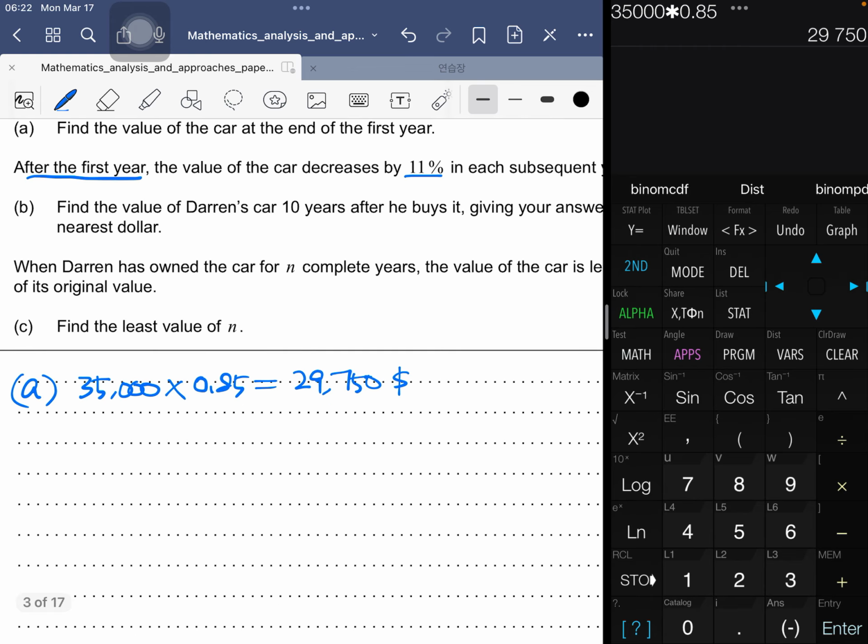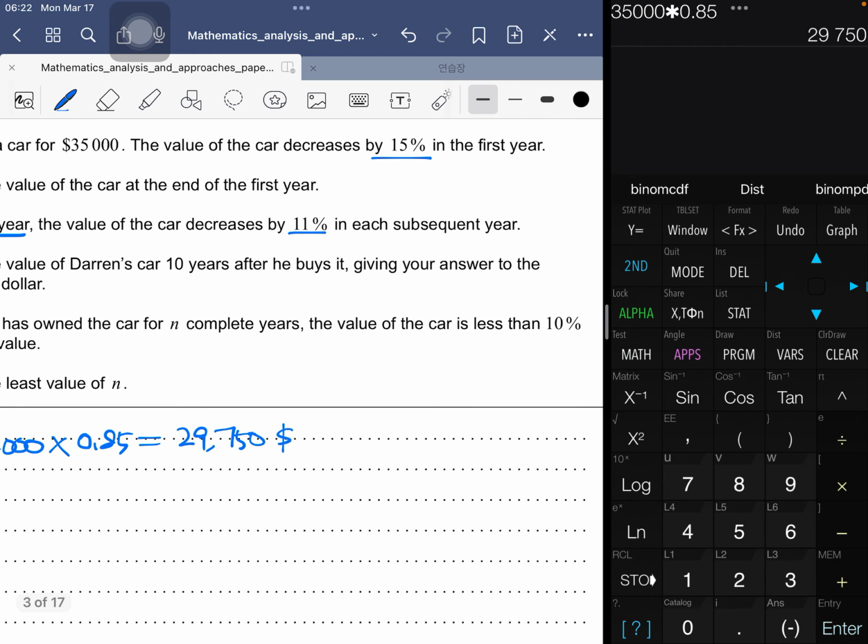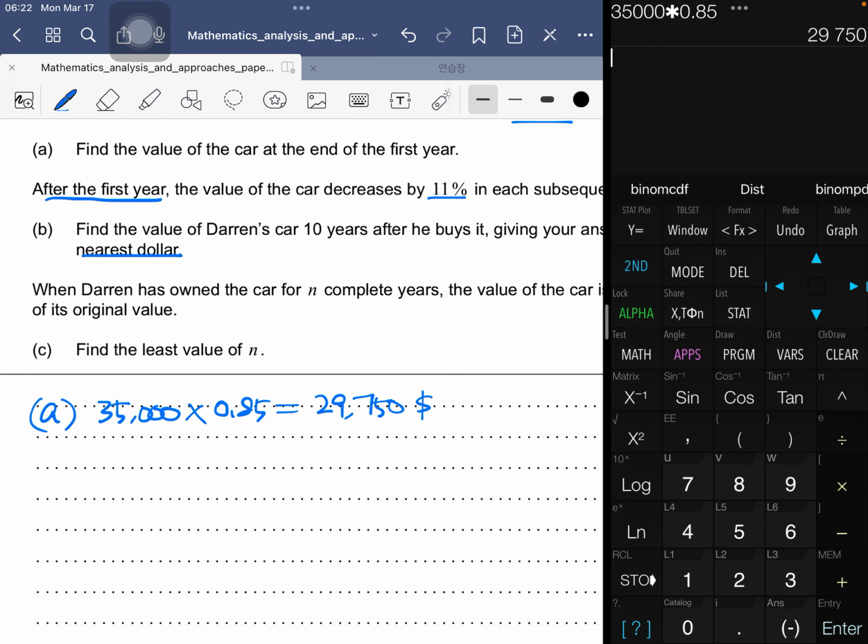B, after the first year, the value of the car decreases by 11% each year. In each subsequent year, find the value of Darren's car 10 years after he buys it, giving your answer to the nearest dollar. So we need to find the value of the car after 10 years, right?